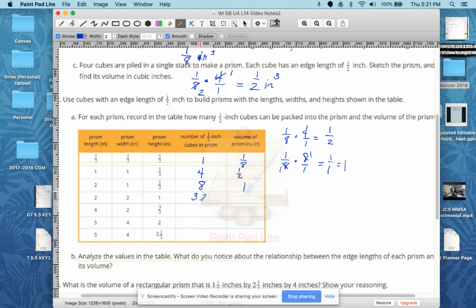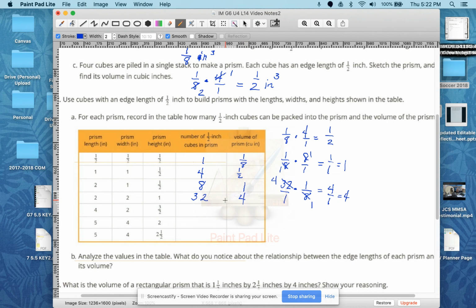And remember, those are 1/2 inch blocks. So we can take 32 and multiply it times 1/8. This is really 32 over 1. And if we cancel out, 8 goes into itself once. 8 goes into 32 4 times. So we get 4 over 1, or 4. So our volume is 4 cubic inches.